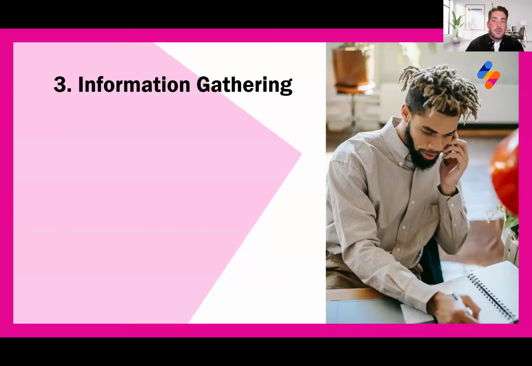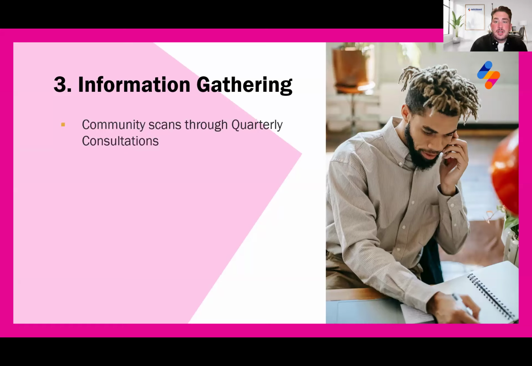Moving on to stage 3, information gathering. Stage 3 is really the heart of the work: figuring out what's actually out there, right? There are several methods that you can use. One, you could start with community scans through your current quarterly consultations. Those meetings already bring the right people together, so they're a natural place to capture resource information. Maybe you could do online research to capture regional and statewide options.